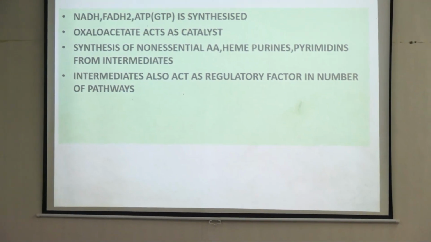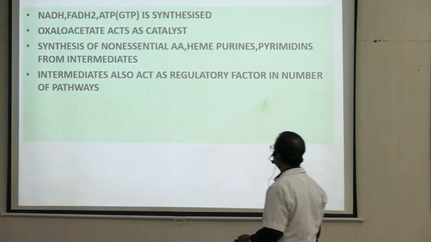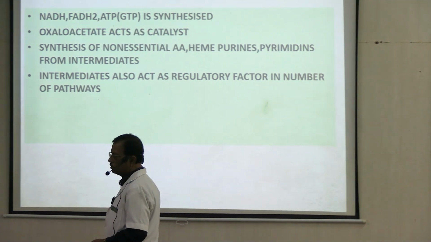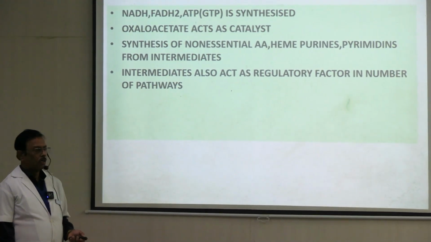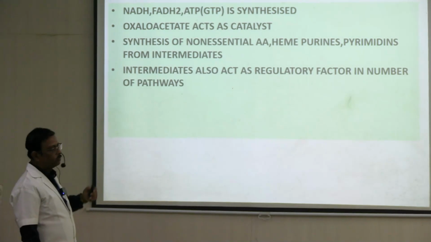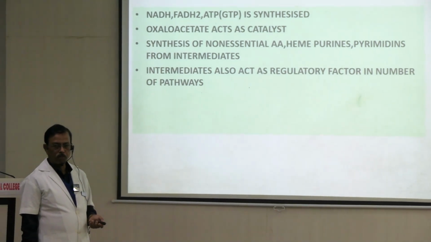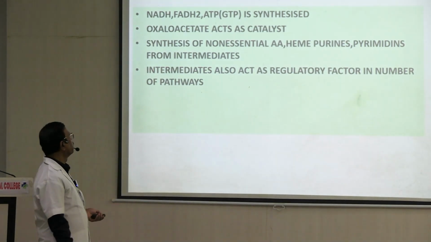NADH is produced, one NADH, one FADH2, one ATP is produced. Actually, ATP is produced not directly. First GTP is produced, and after that GTP is converted into ATP.